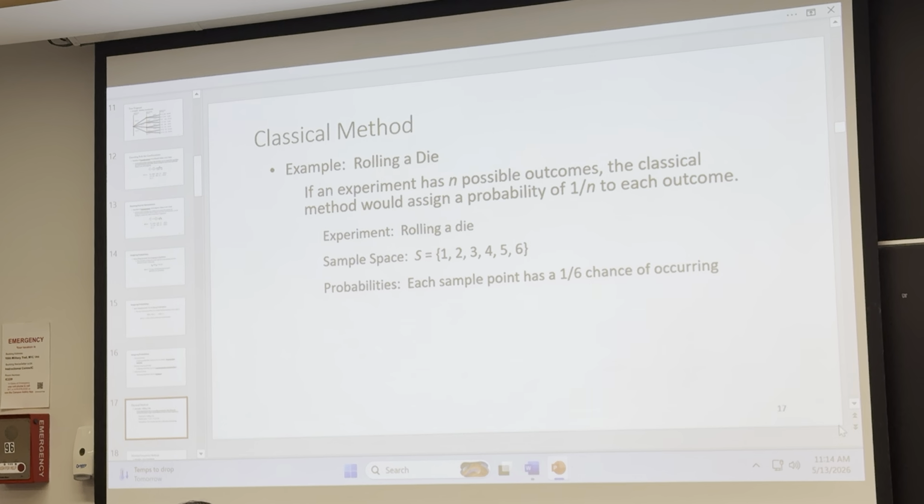Classical method. If an experiment has n possible outcomes, the classical method will assign a probability 1 over n to each outcome. Roll a die, sample space: a die has 6 sides, so 1, 2, 3, 4, 5, 6. Each sample point has a 1/6 chance of occurring. Now, toss a coin. There is head and tail. So there are 2 possible outcomes: getting a head or getting a tail.